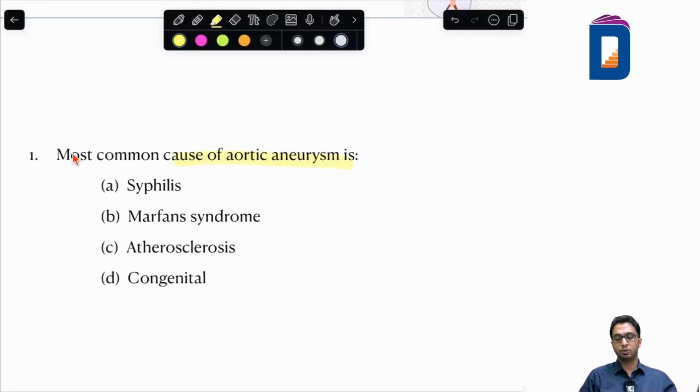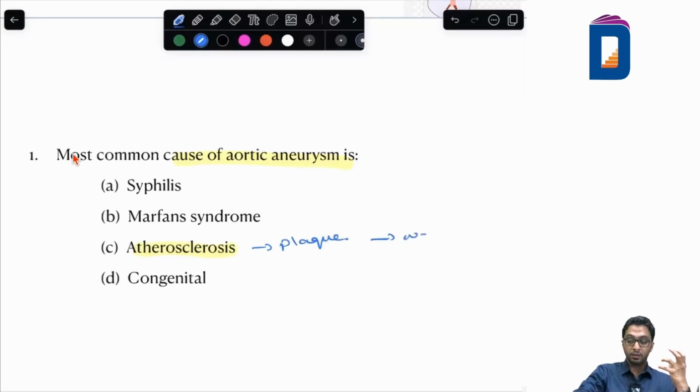But if we ask you the most common cause of aortic aneurysm, what is the answer? Everyone wants to stick to Marfan's, and that's my purpose, when you see this, it's not Marfan's. It is atherosclerosis. You know what it is. The plaque builds up on the vessels. Basically, what happens in atherosclerosis is plaque buildup. This can weaken your vessel wall, and it gets dilated. So the most common cause of aneurysm is atherosclerosis.